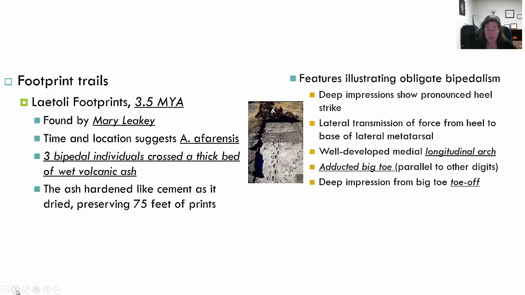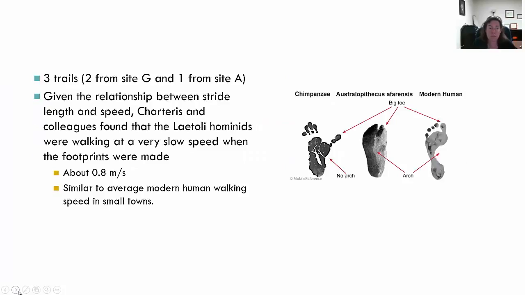Features of the footprint that illustrate that they were obligate bipeds include deep impressions that show pronounced heel strike. We see lateral transmission of force from heel to base of lateral metatarsal. We see well-developed medial longitudinal arches. We see an adducted big toe. And we see deep impression from big toe off. So, very, very nice footprints.